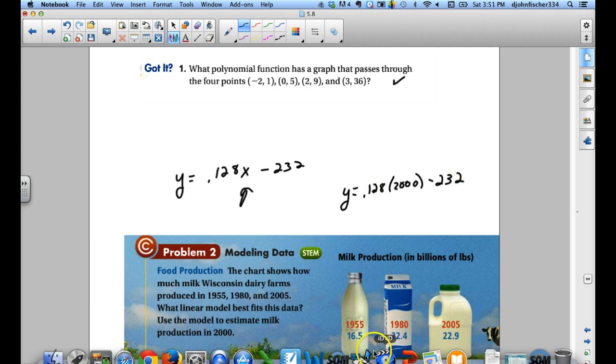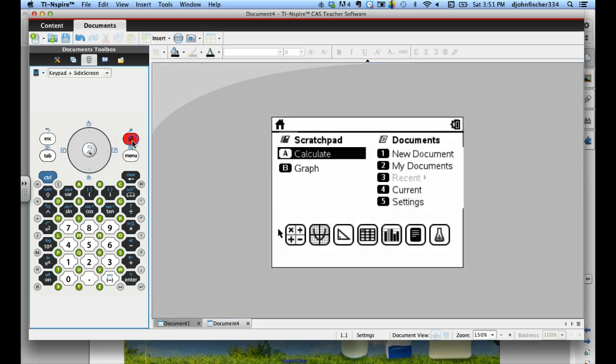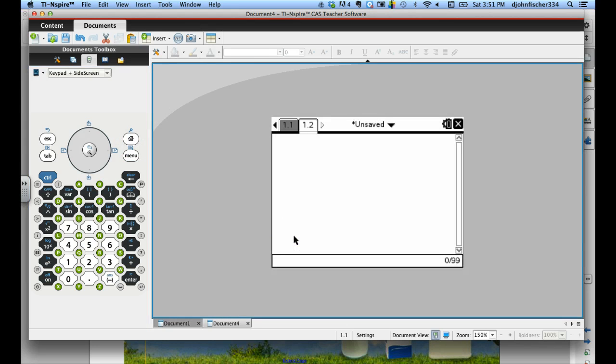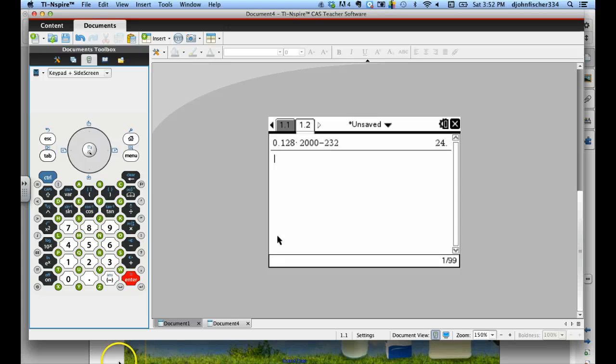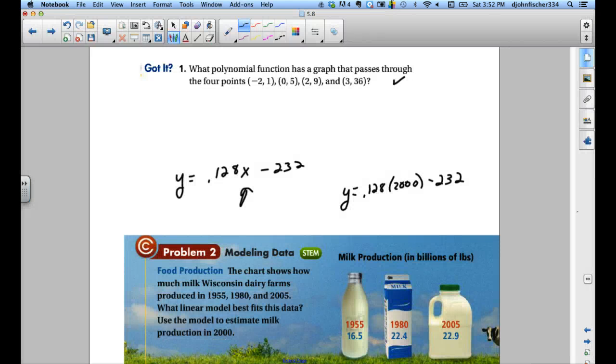So if we go back to our calculator, 0.128 times 2000 minus 232, and we got 24. So in the year 2000, it should have been about 24 billion pounds. So that must have been when the max would have happened, and it started coming back down from there. Does that all make sense? Year 2000, if my points are all in there.